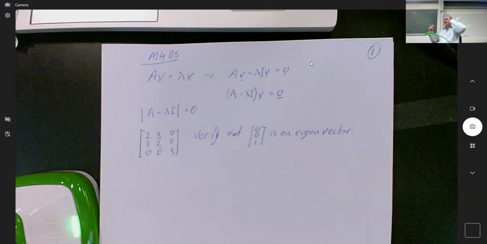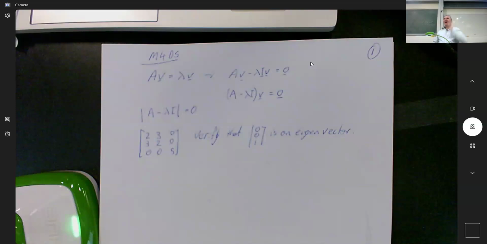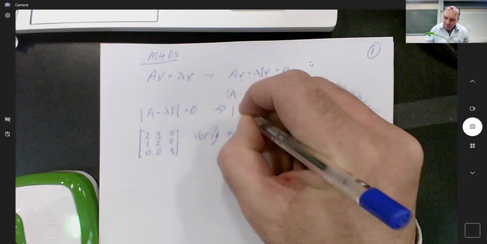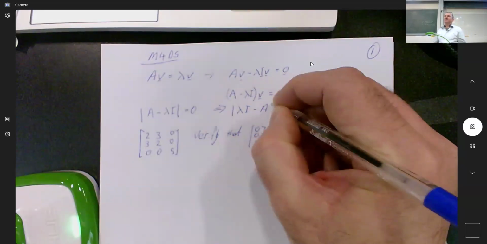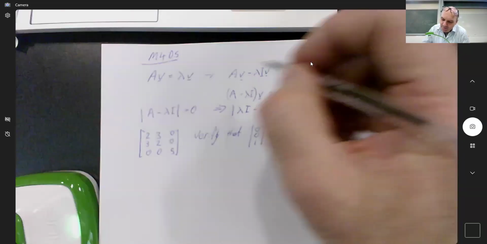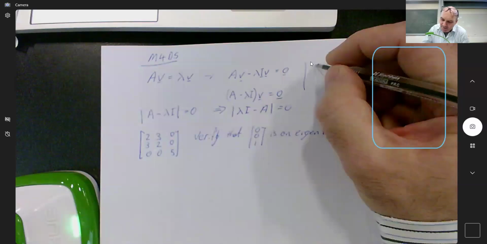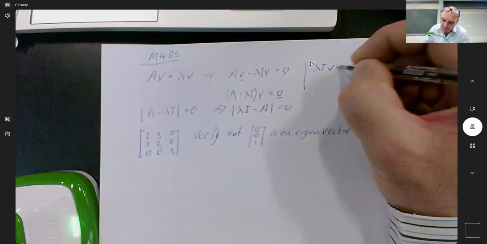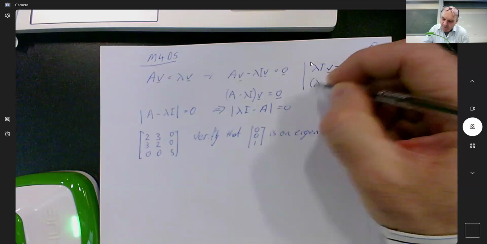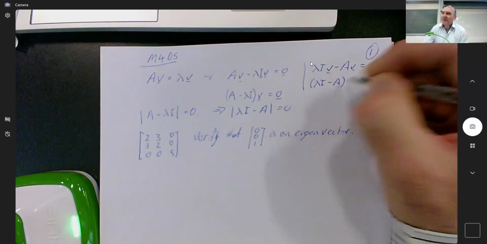Sorry, this formula doesn't look the same as in the lecture. Thank you, well done. What you would have got in the lecture is lambda I minus A equals 0. See how I did this? If I'd done lambda I V minus A times V is equal to 0, then my matrix would have been A minus lambda I times V is equal to 0.